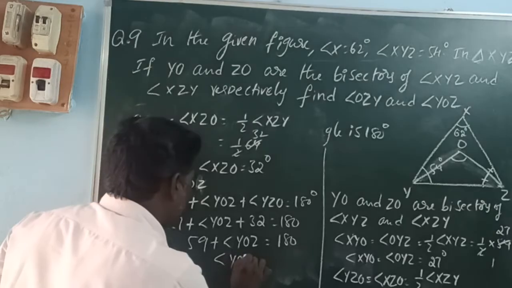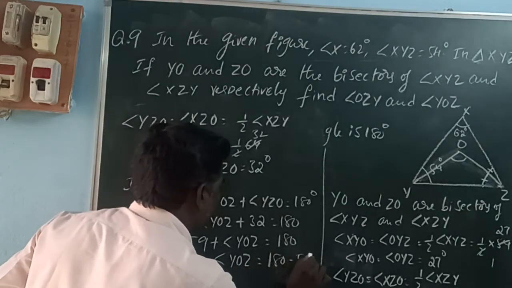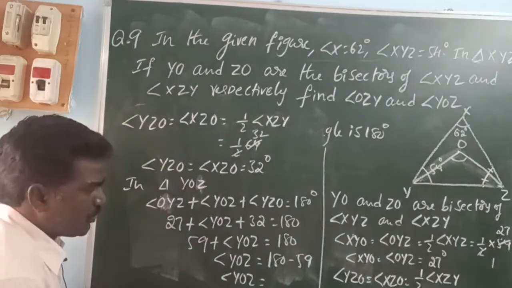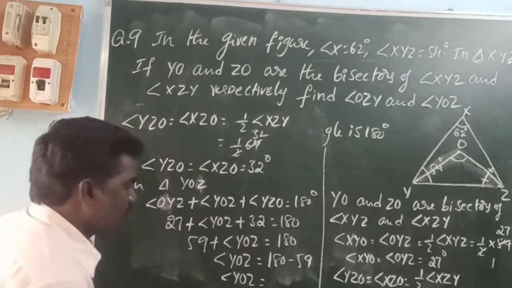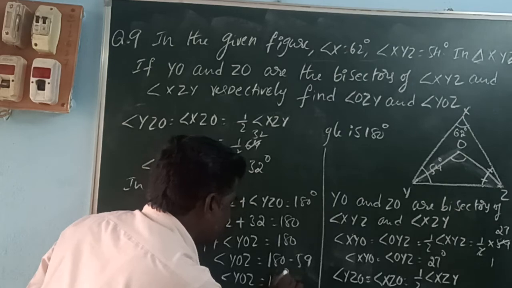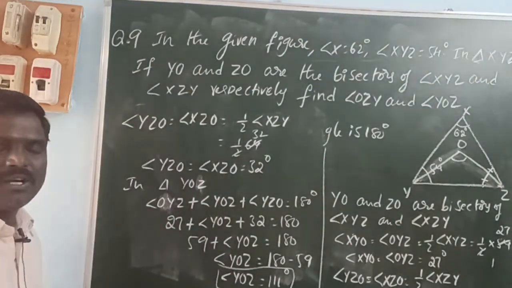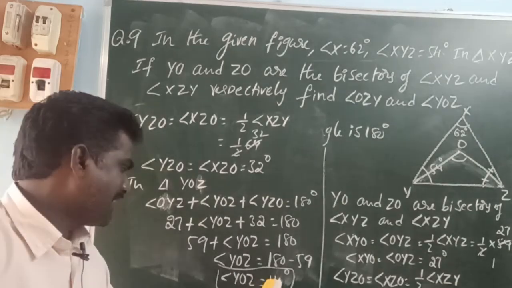So angle YOZ is equal to 180 minus 59. How much? 111 degrees. So angle YOZ is how much? 111 degrees.